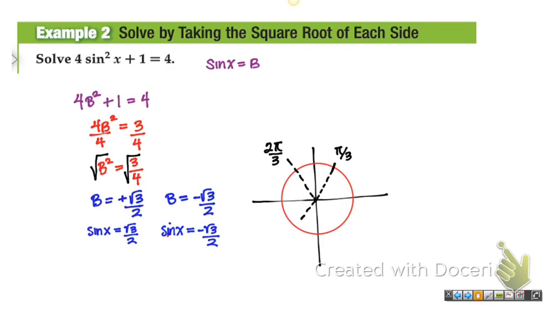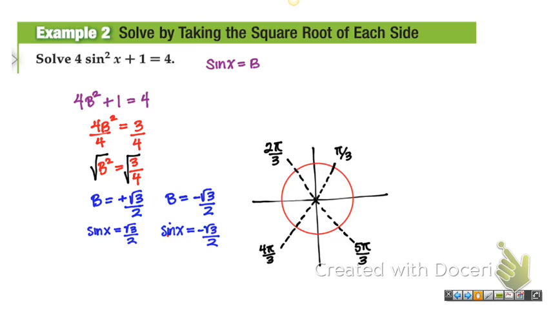Now here's another one over here, 4 pi over 3. And lastly, 5 pi over 3. So there's all of the angles that satisfy this equation.